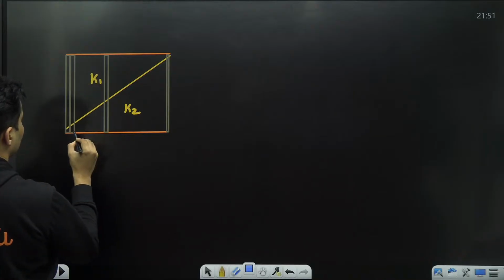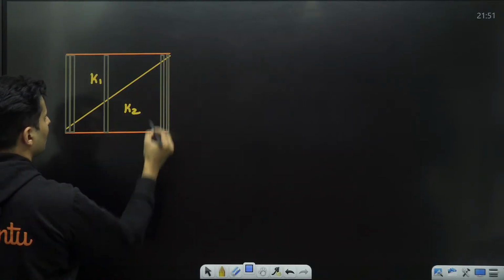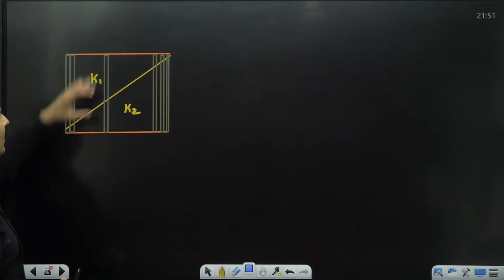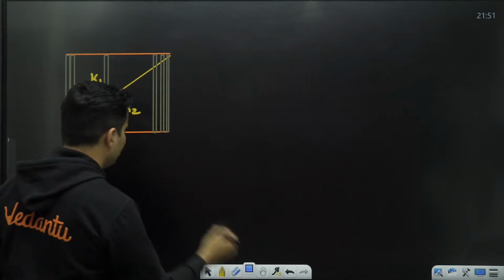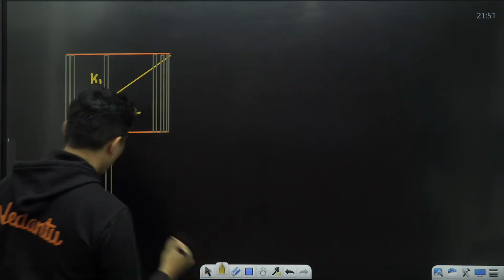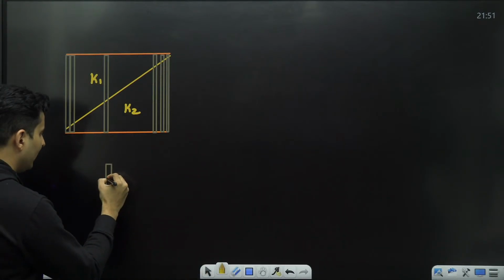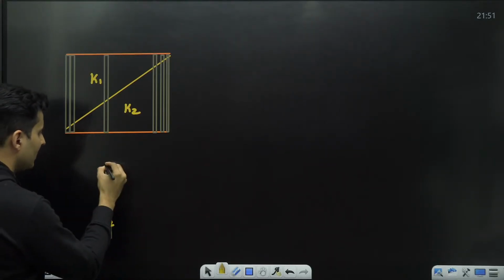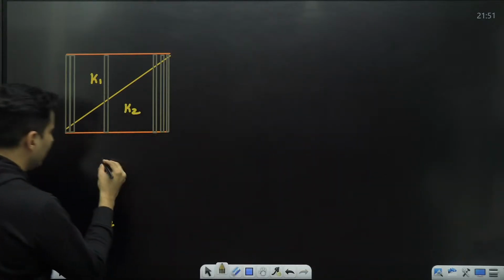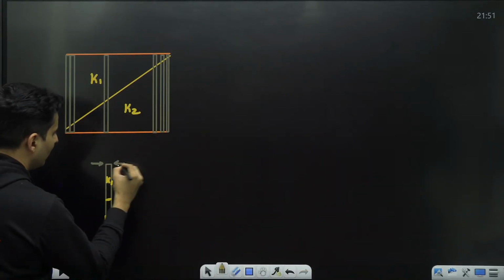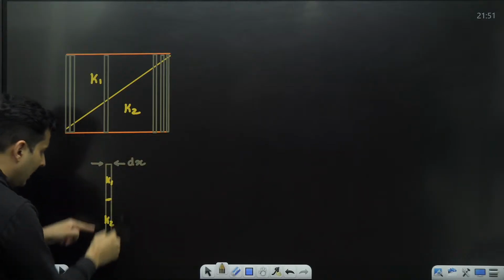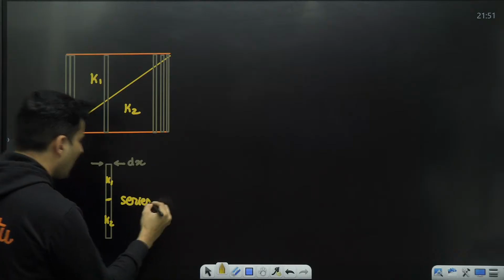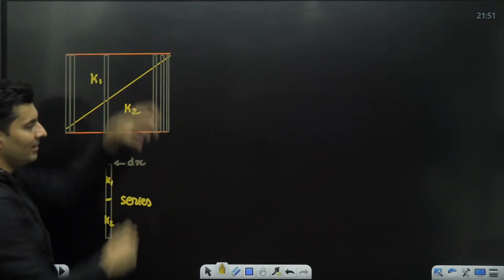Imagine so many such capacitors like this. Okay. And if you take any one such capacitor, you will see a part of it is K1, a part of it is K2. These are two capacitors in series. You assume that the width of them, this particular width, is basically dx, and these two capacitors are basically in series, and their combination is in parallel.